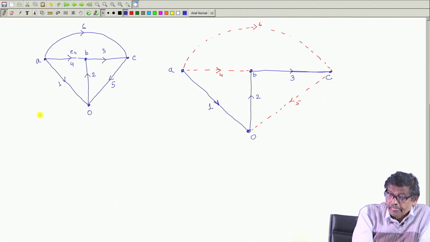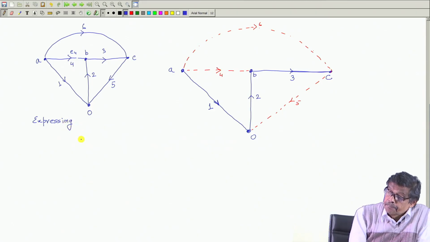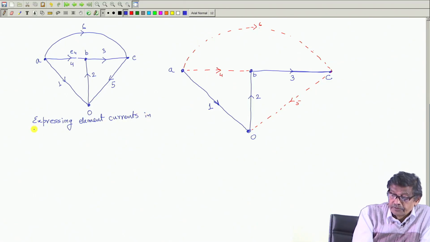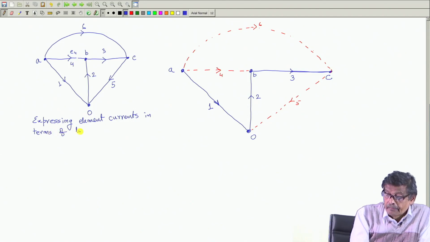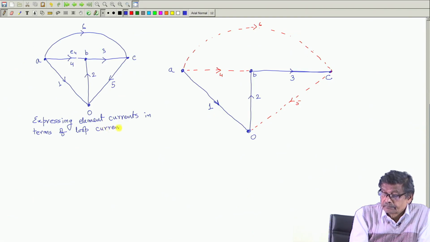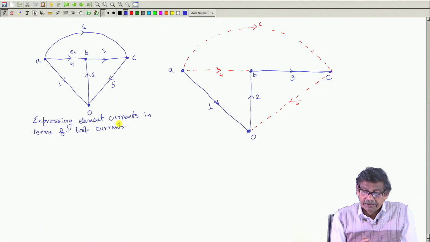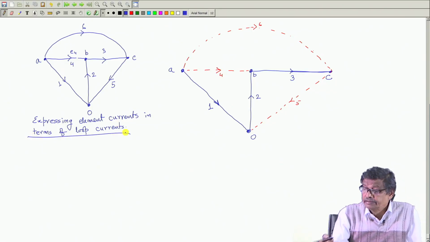Expressing this step is most important and you must understand this. Expressing element currents in terms of loop currents. Got the point? Now, where are the loop currents?